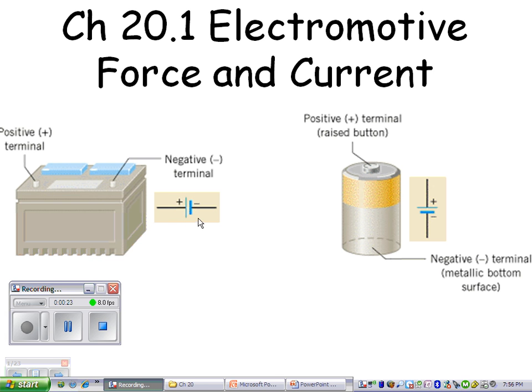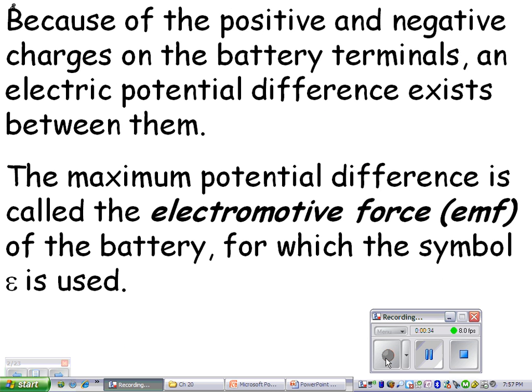What happens here is this battery sets up an electric field in the circuit and pushes charges through the circuit in order for those charges to do work. And because of the positive and negative charges on the battery terminals, an electric potential difference exists between them. The maximum potential difference is called the electromotive force, the EMF, of the battery, for which the symbol E is used. You'll also see it interchanged with capital V, potential difference, but you'll also see this term electromotive force.